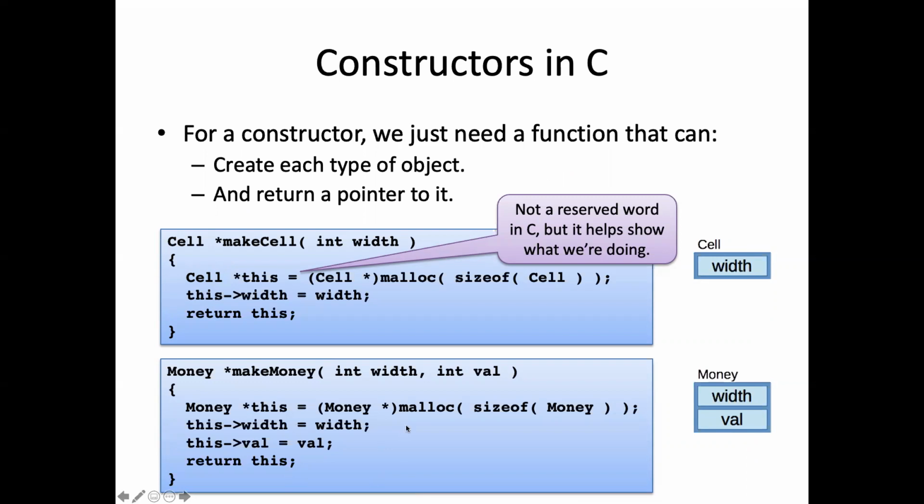Notice when I'm allocating space for money, I'm asking for enough memory for an instance of the money class or struct. And so I'm going to get a little more memory than I would have if I just asked for an instance of the superclass cell. Questions before we move on?